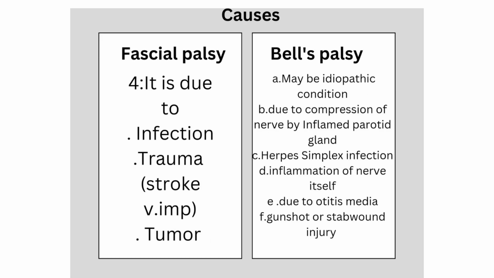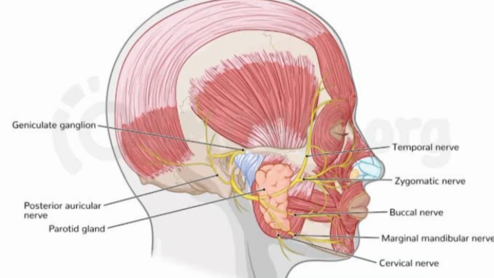Causes of facial palsy involve infection, trauma, for example stroke, which is the most important cause of facial palsy, and tumor. These involve the supranuclear lesion of the facial nerve. While Bell's palsy may be due to an idiopathic condition, compression of the facial nerve by an inflamed parotid gland, inflammation of the facial nerve itself, herpes simplex virus infection, otitis media because the facial nerve passes through the middle ear, stab wound or gunshot injury. Before going to signs and symptoms, let's take a brief overview of the functions of the facial nerve.